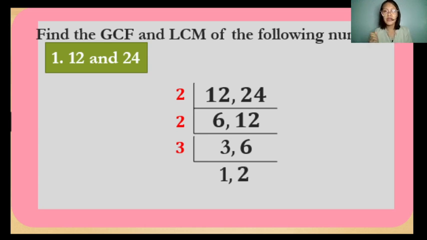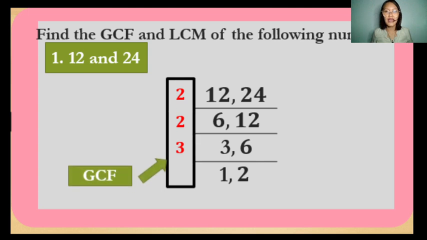Si 1 and 2, meron pa ba siyang common divisor? Kung palagay ko, wala na siyang common prime divisor. Therefore, stop na tayo sa process na yan. Then, get the GCF by multiplying these numbers. Kung ano po yung mga divisor natin, yun po yung imumultiply natin. Kung ano yung magiging sagot, yun na po yung ating magiging GCF.